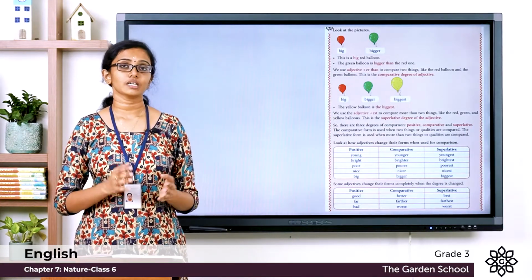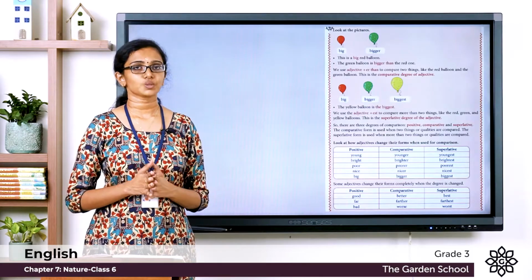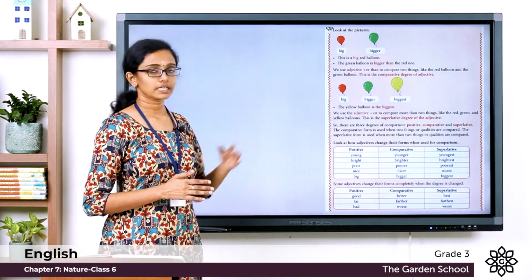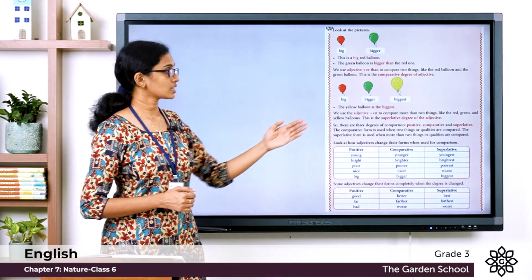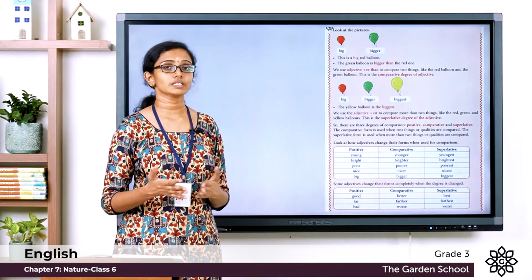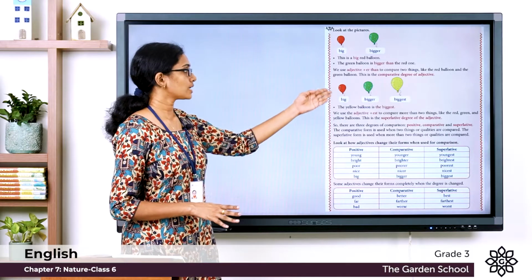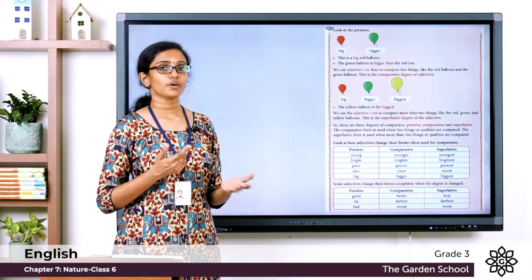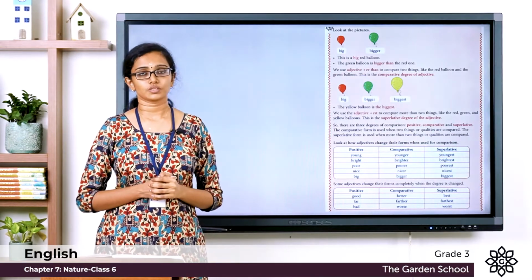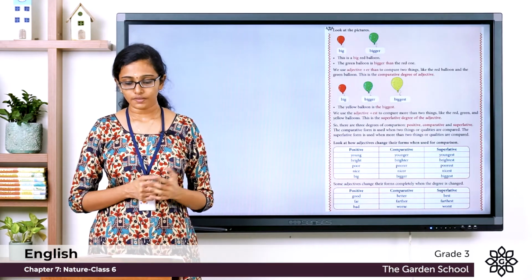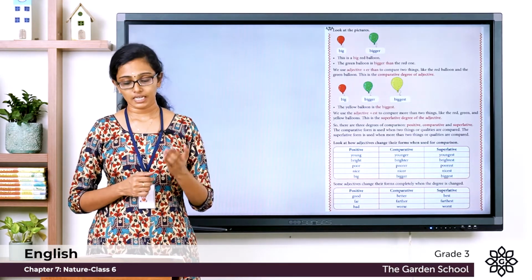Here you can see three balloons. The first one big and red in color, the second one bigger and green in color, and there is a third balloon here which is more in size compared to both red and green balloons. So how do you say it? It is the biggest among the three balloons. So let's read the note. Here we use the adjective plus est.